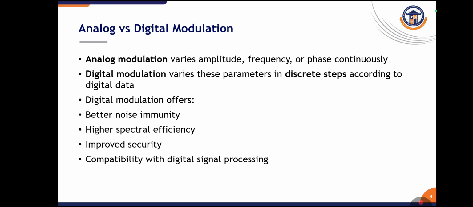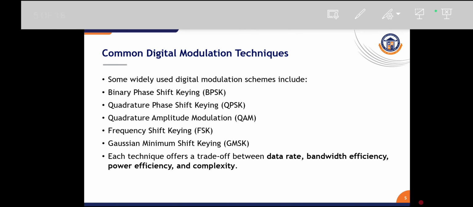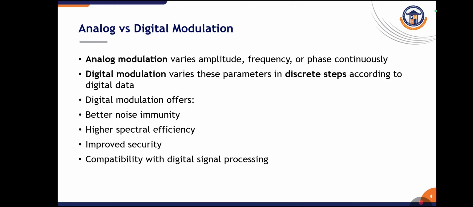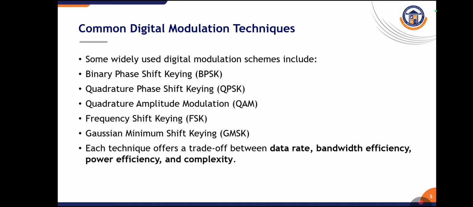Next one, analog versus digital modulation. In analog modulation, amplitude, frequency and phase vary continuously. In digital modulation, these parameters vary in discrete steps according to the digital data. Digital modulation offers better noise immunity, higher spectral efficiency, improved security and compatibility with digital signal processing.